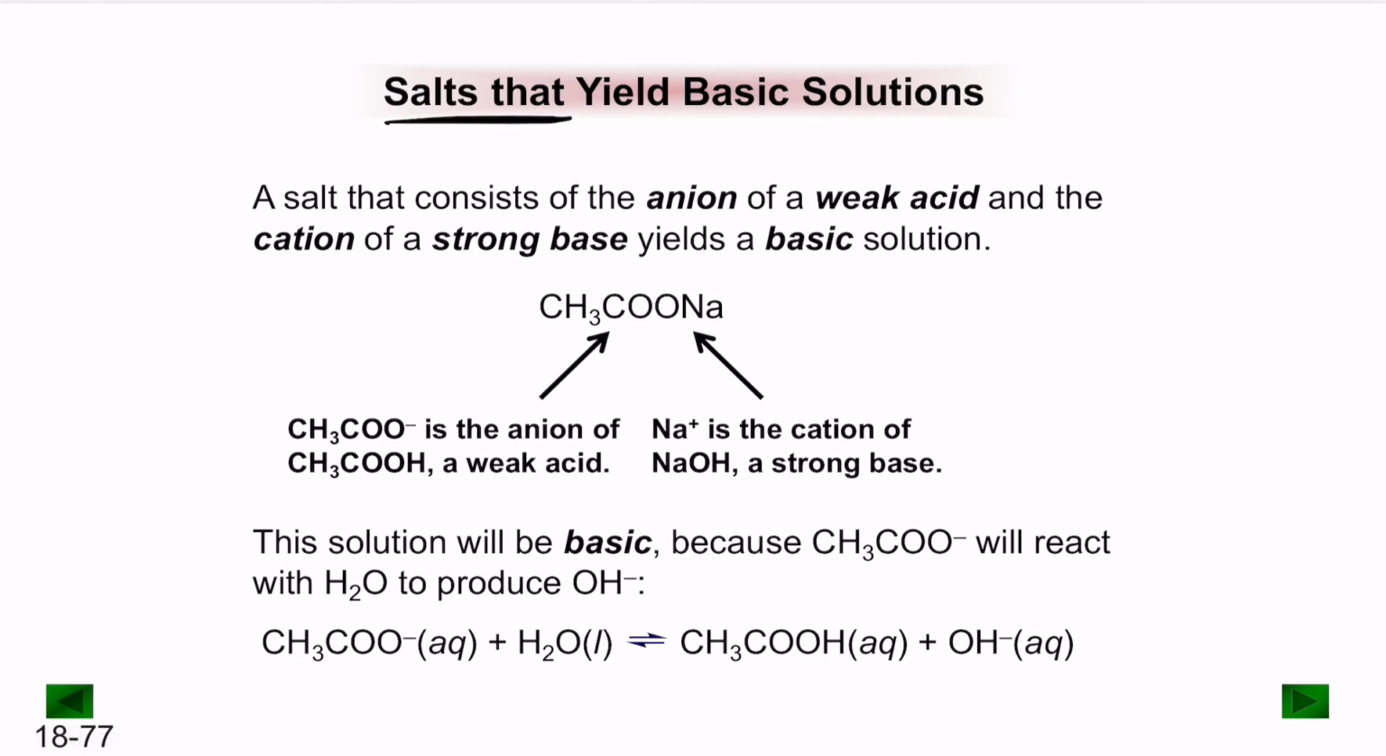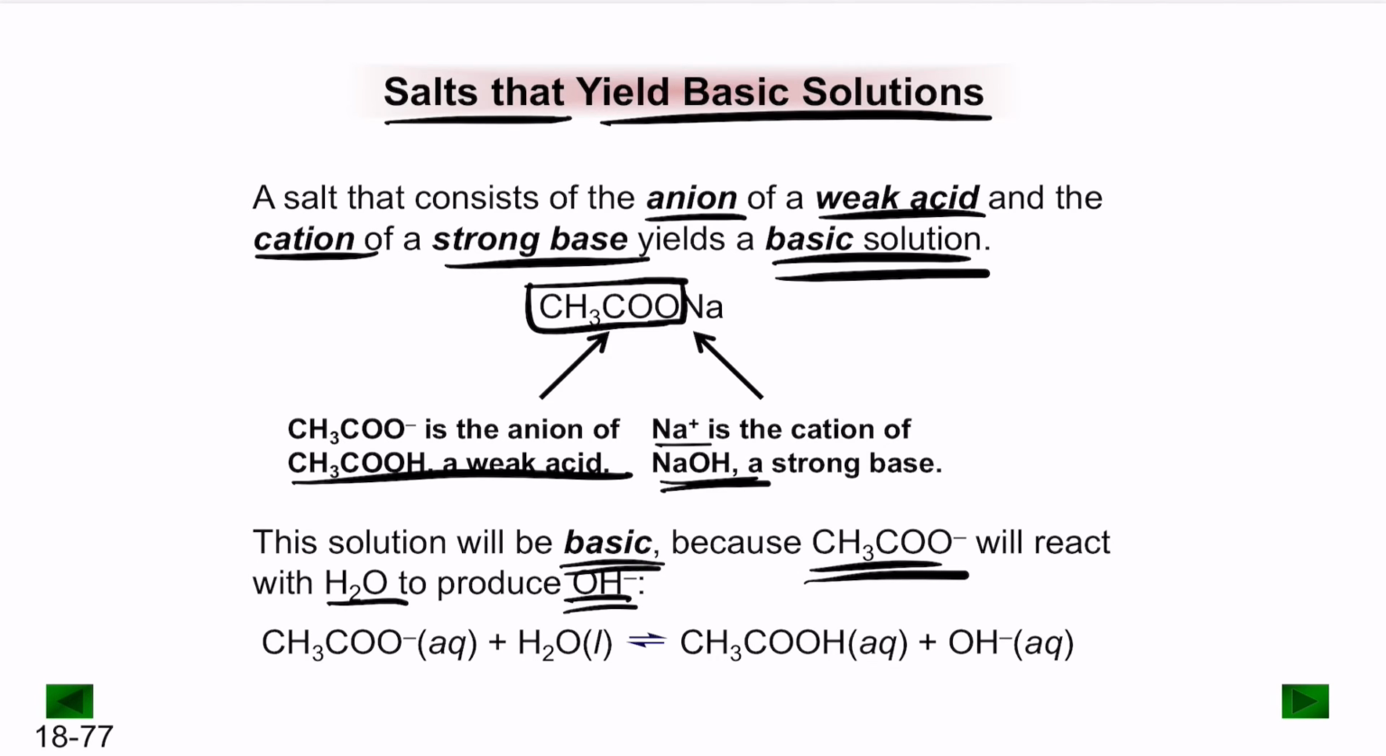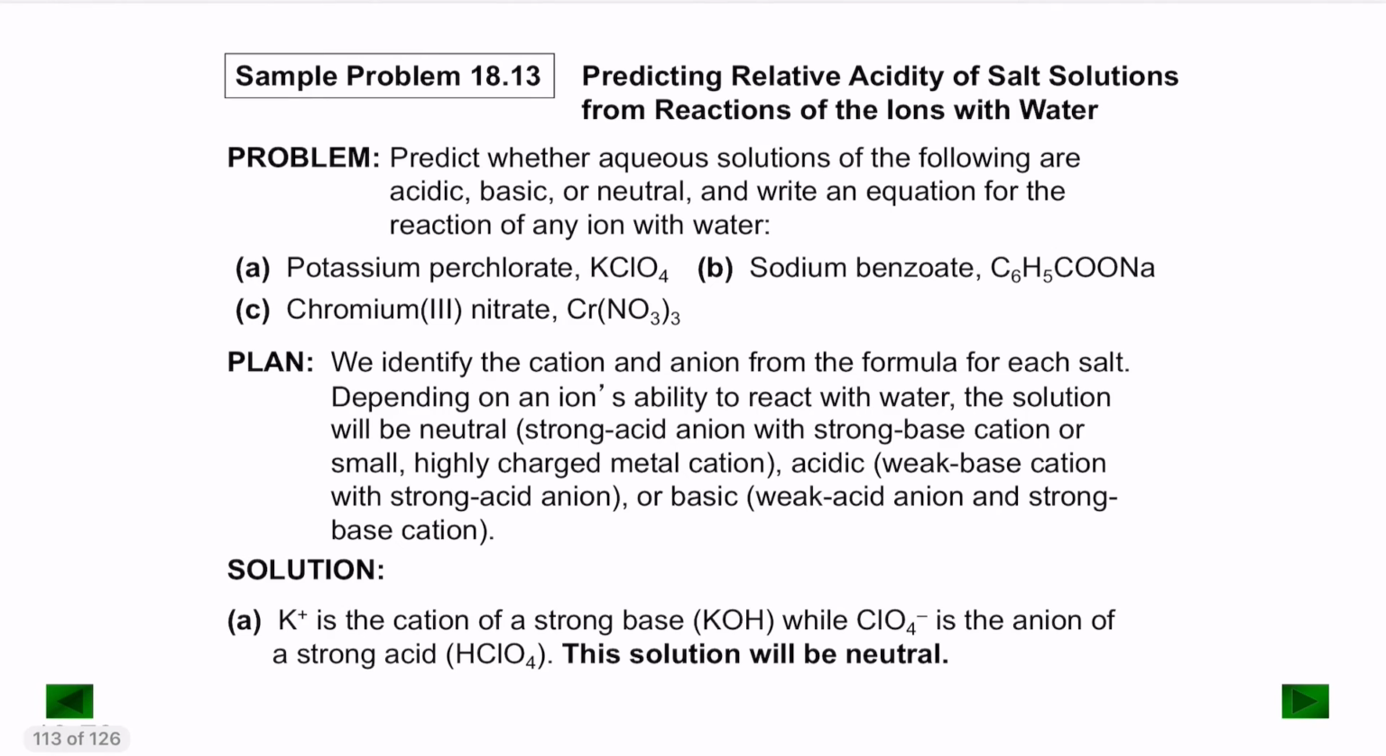Next, let's talk about salts that yield basic solutions. A salt that consists of the anion of a weak acid and the cation of a strong base yields a basic solution. For example, CH3COO- is the anion of acetic acid, and Na+ is the cation of NaOH. This solution will be basic because CH3COO- will react with H2O to produce OH-, resulting in a basic solution.